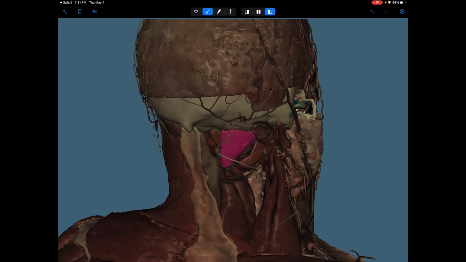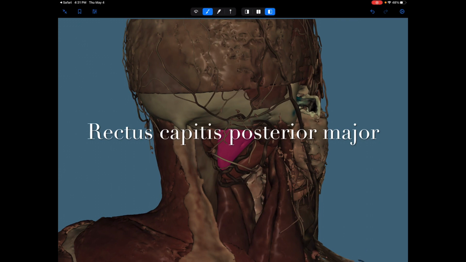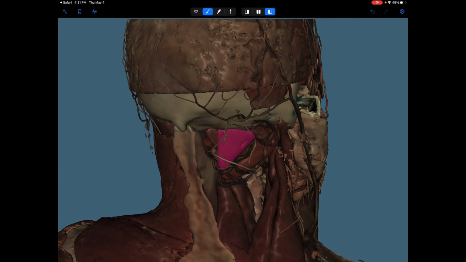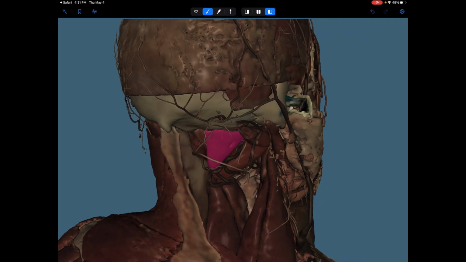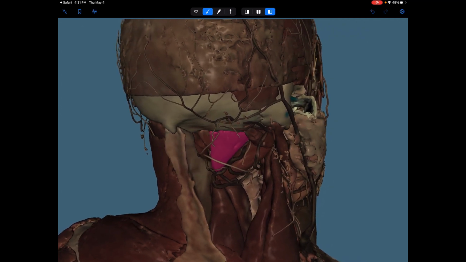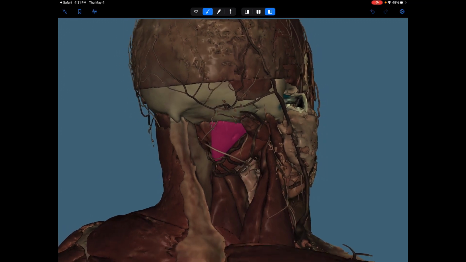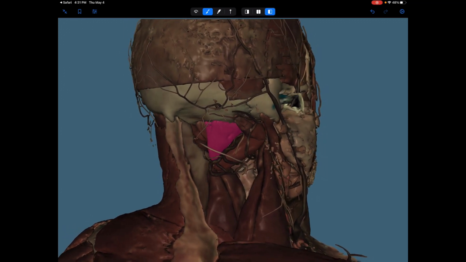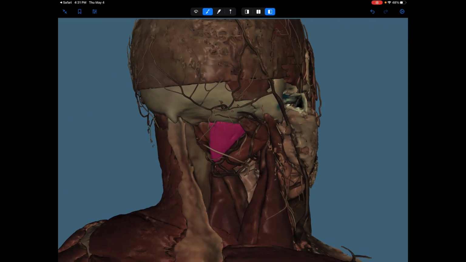In this picture right here, we're looking at the rectus capitis posterior major, and this muscle has an origin in the spinous process of axis or C2, and the insertion is the lateral part of the inferior nuchal line. As I said before, the nerve supply is the suboccipital nerve, and the action of that muscle is the extension of the head and the rotation of the head to the same side.